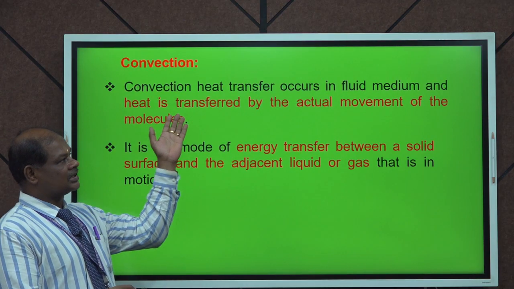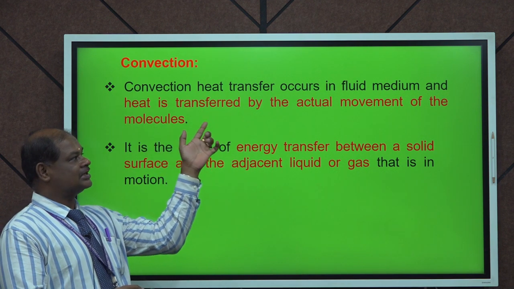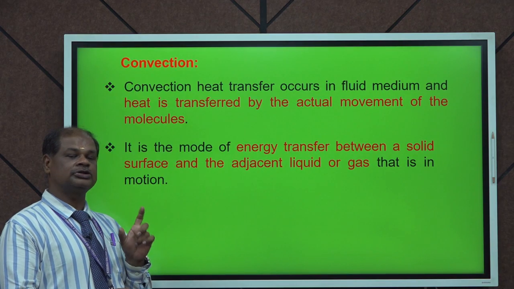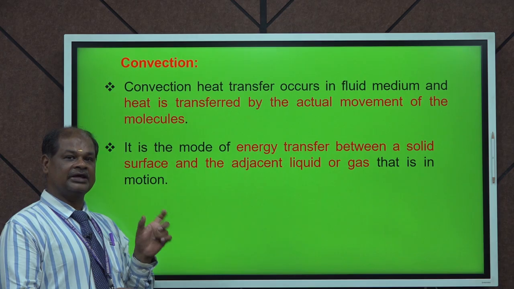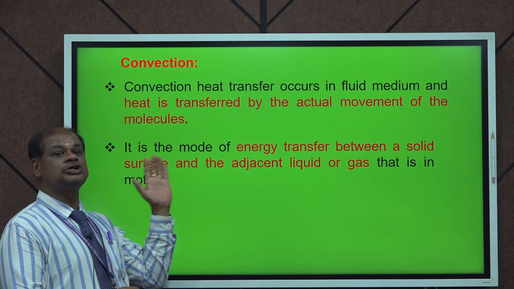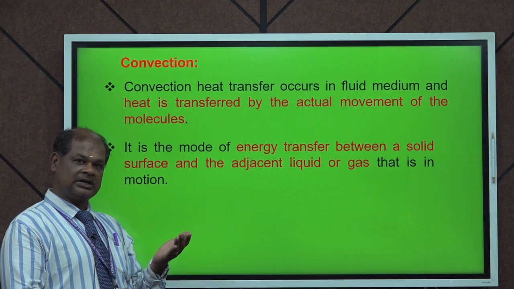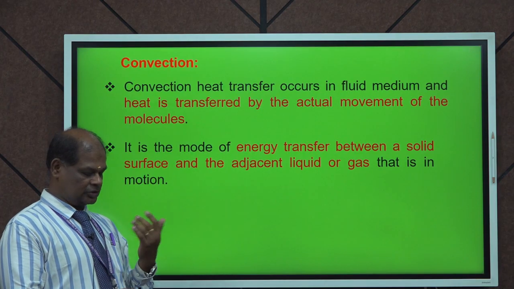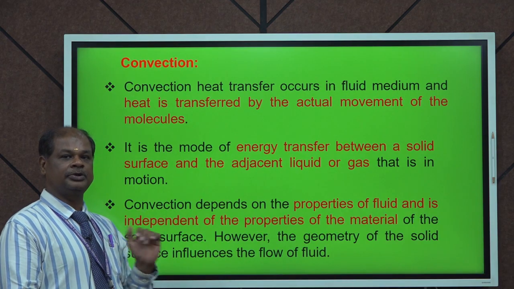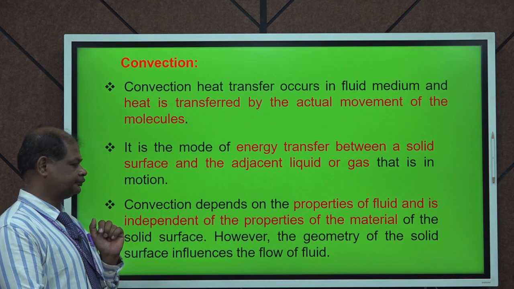In the case of convection, the heat transfer occurs in the fluid medium. Heat is transferred by actual movement of the molecules, whereas in the case of conduction there is no actual movement of the molecules; the heat transfer occurs due to lattice movement. In convection, the energy transfers from the solid to the adjacent layer of the liquid or gas. So, convection mainly depends upon the properties of the fluids, not the properties of the solids.